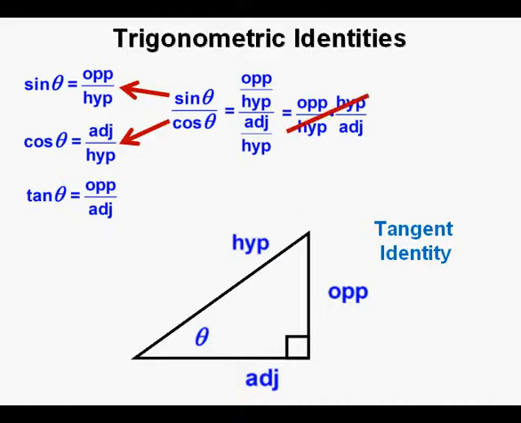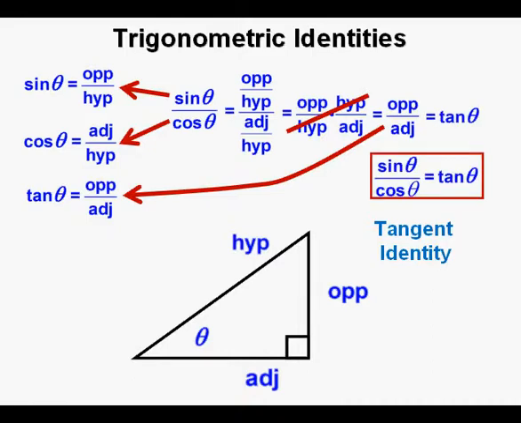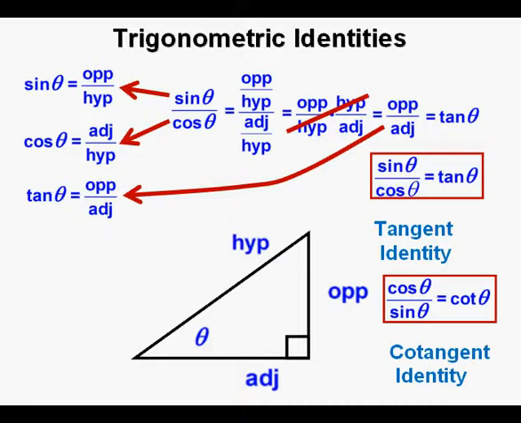Hypotenuse over hypotenuse canceled to equal 1. So that leaves us with opposite over adjacent. And where do we see opposite over adjacent? We see it over here to the left. So we end up with our tangent identity, and that's sine theta over cosine theta equals the tangent of theta. So we now add the tangent identity to our list of identities.